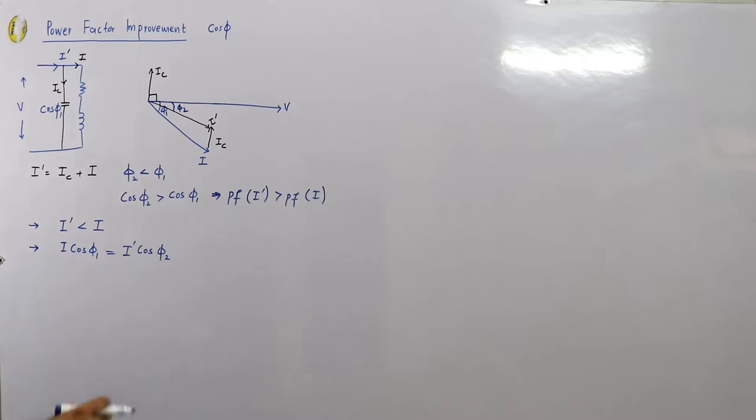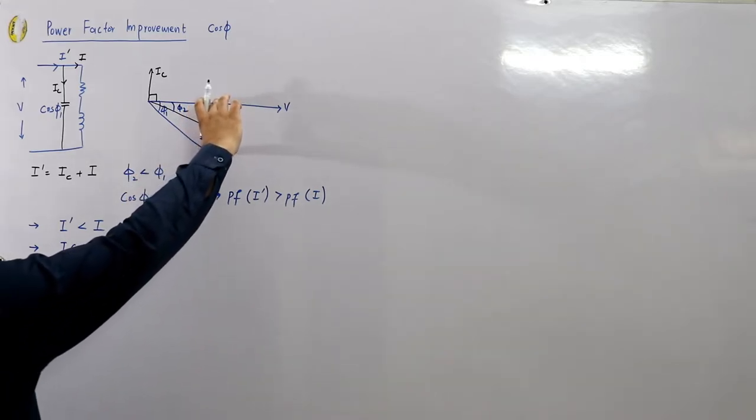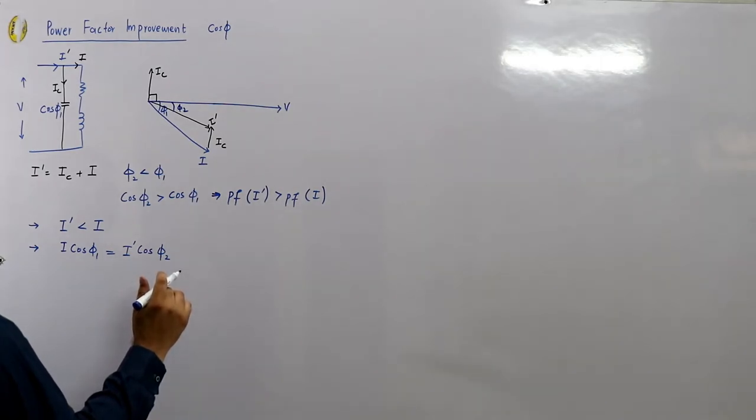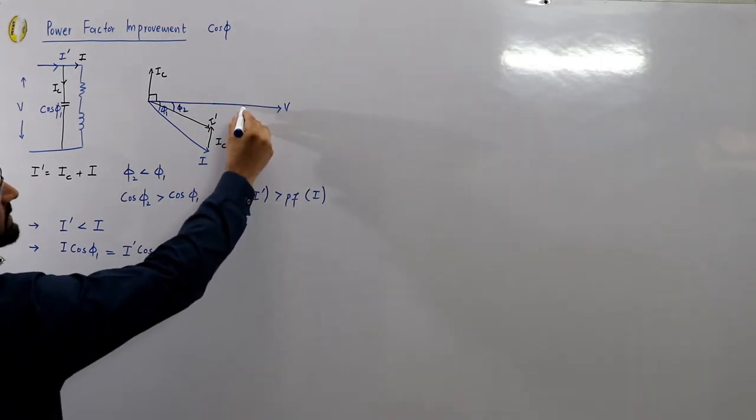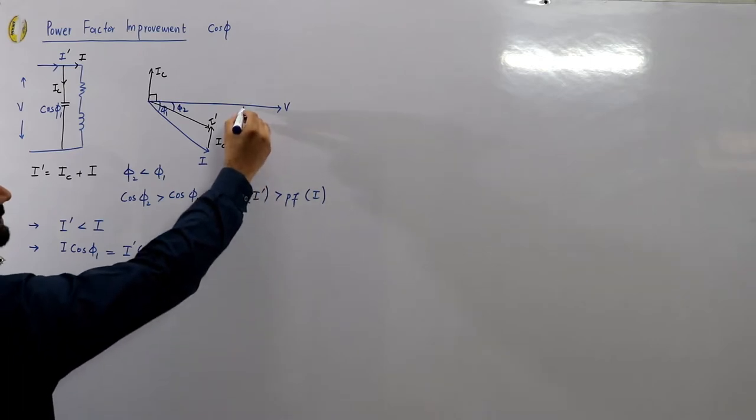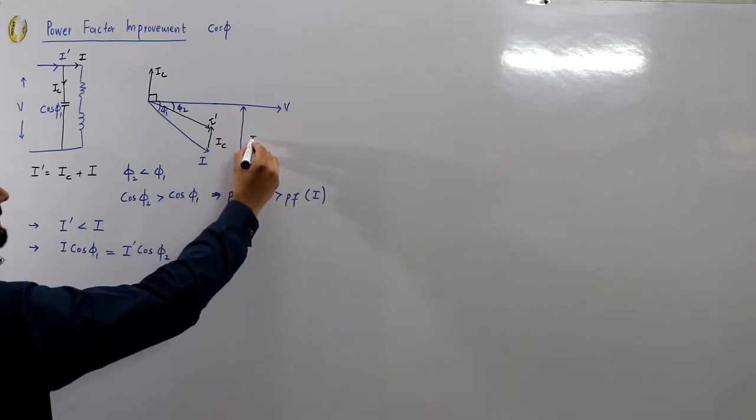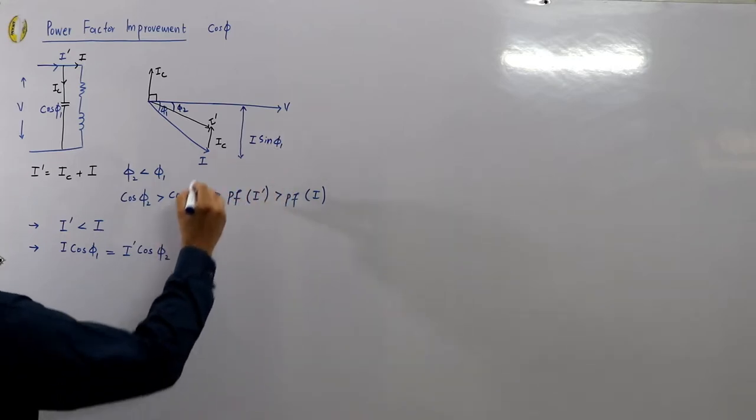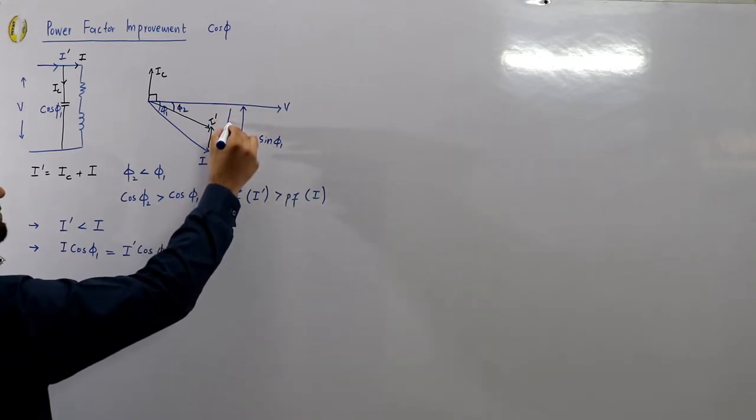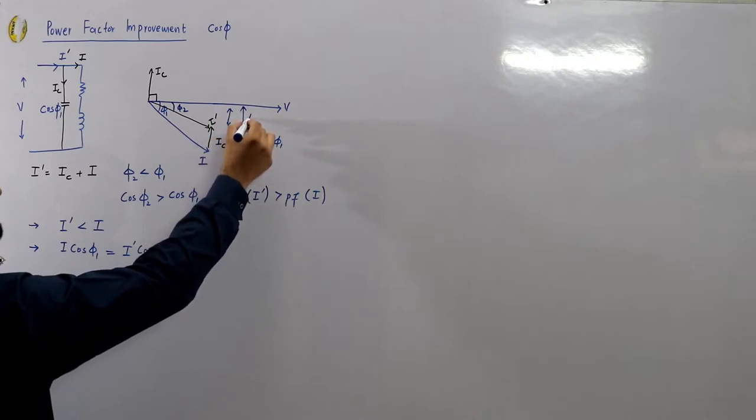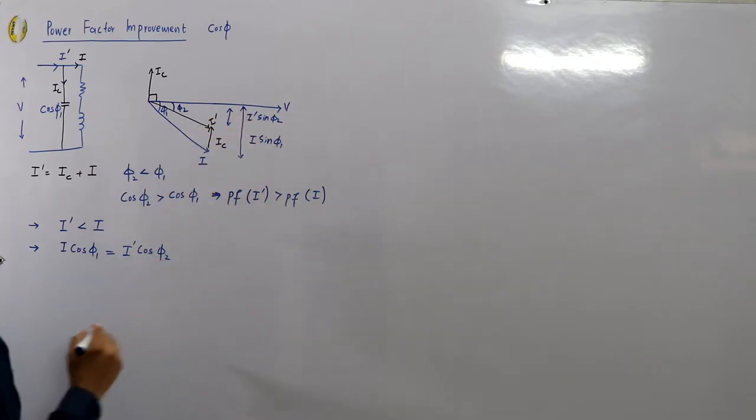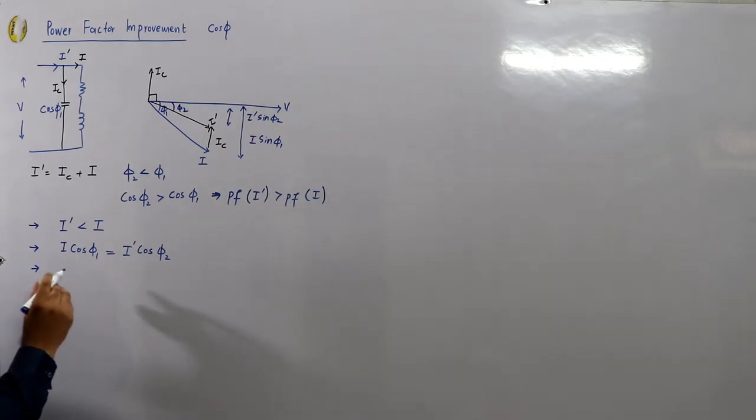The lagging reactive component, so have a look, first it was this much, now it is this much, right? First it was this much. This was the lagging reactive component, that is I sin phi 1. Whereas now it has reduced to this much. This is what? This is I dash sin phi 2.